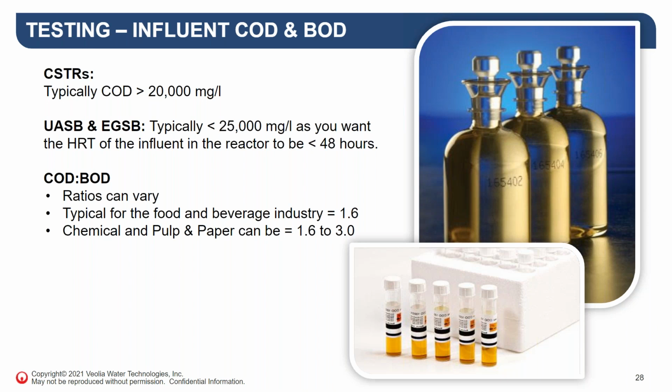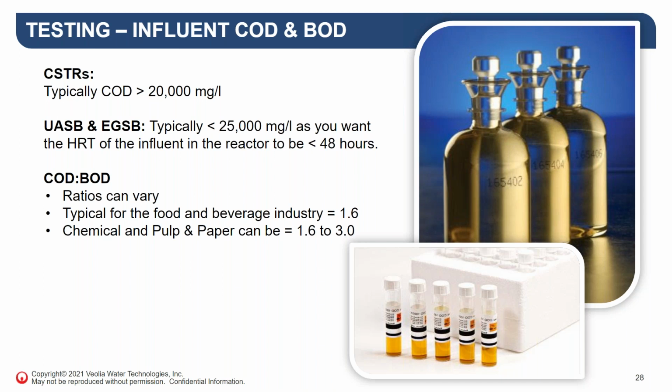So what are the influent and effluent COD and BOD? Now, they can vary all over the place, but the type of reactor that you want to use for the digestion of COD varies depending on what the COD and BOD is. In continuously stirred tank reactors or lagoons, the COD can be above 20,000 and usually is much above 20,000 milligrams per liter.